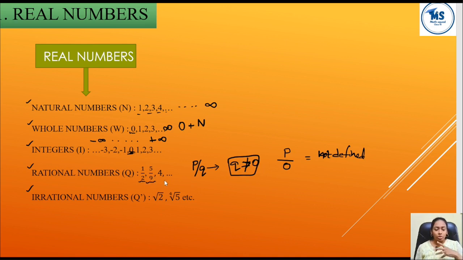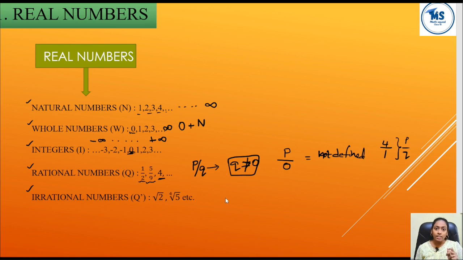then 5 by 9 is also in the form of p by q. 4 is an integer, no? How did it come here? Because 4 you can write as 4 by 1. There is no harm in writing 4 as 4 by 1, right? So now this is in the form of p by q and hence it is a rational number. So all our integers are rational numbers. All the integers can be written in the form of p by q and hence all the integers are rational numbers.